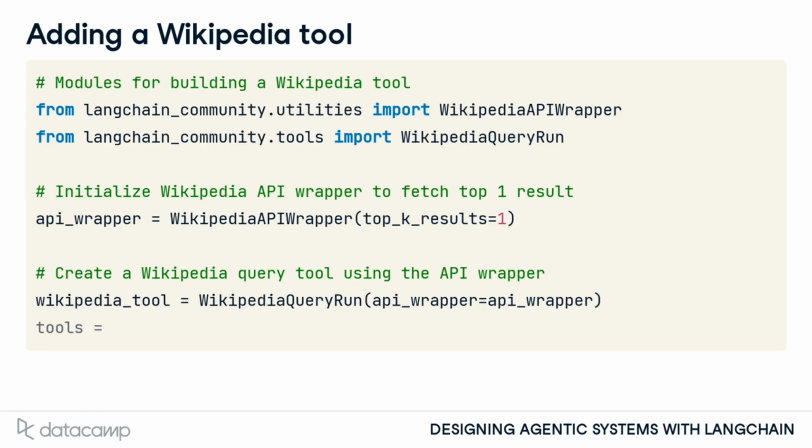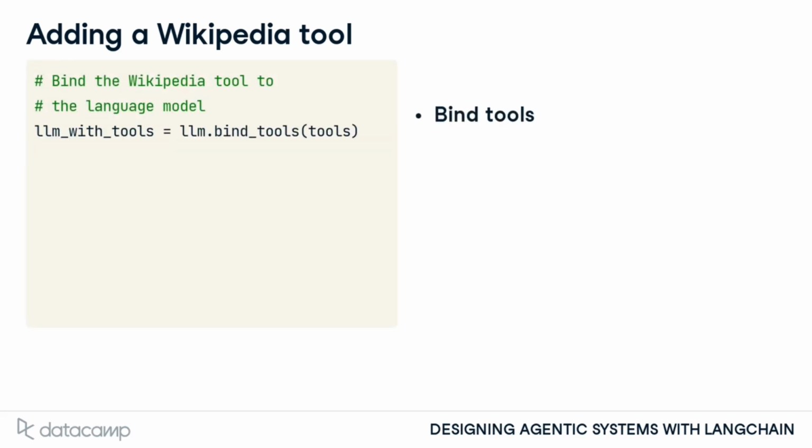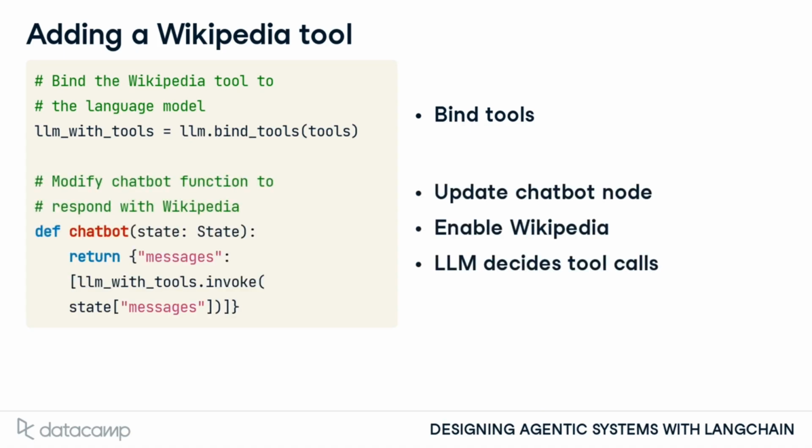Finally, we'll store Wikipedia tool in a list called Tools, which can hold multiple tools if required. We can bind our tools list to the language model using bind tools and store it in a variable called LLM with tools. Next, we'll update our original chatbot function to use LLM with tools instead of LLM, enabling responses from the Wikipedia tool when needed, rather than relying on the language model alone.